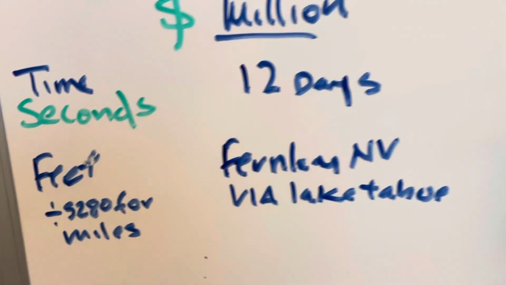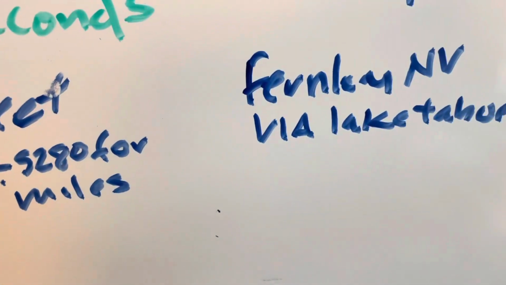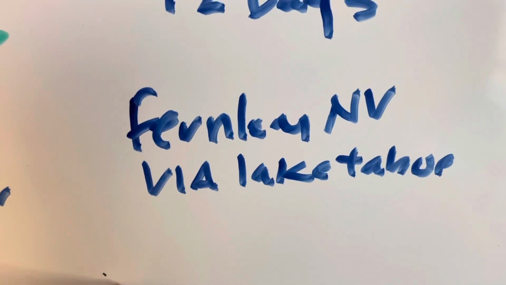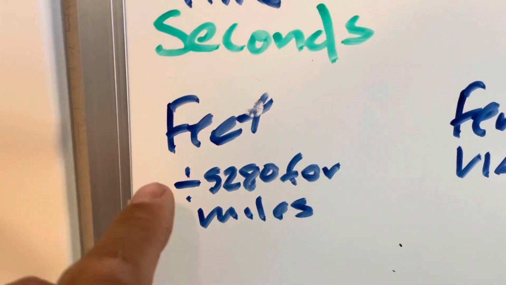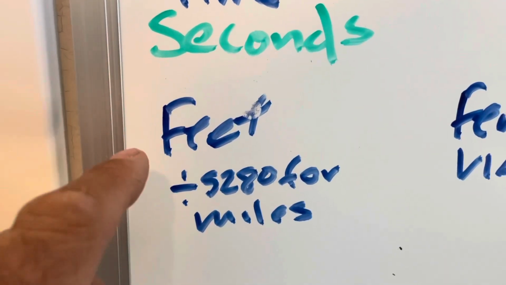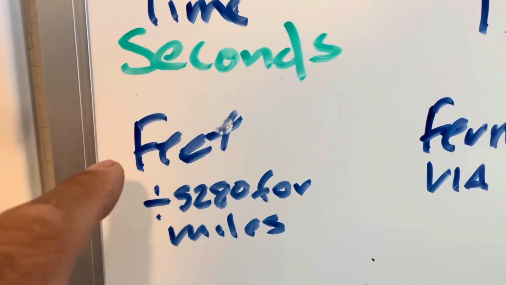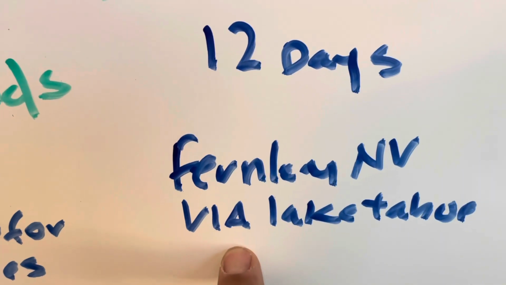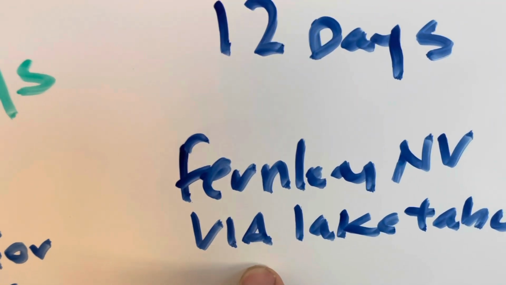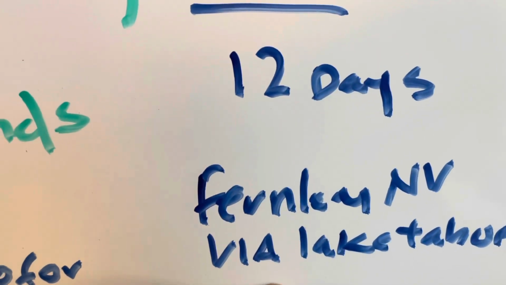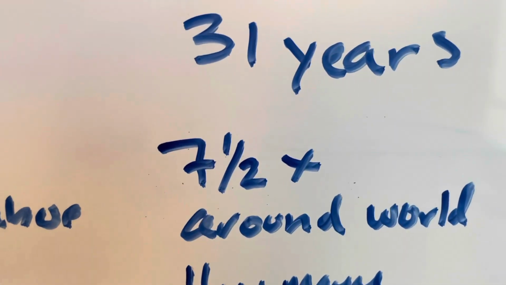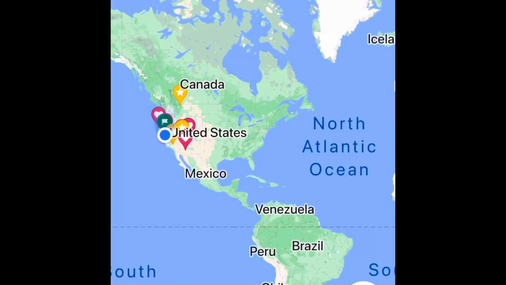Let's do something a little bit more. When you're watching this, I'm on my way to Fernley, Nevada. I'm doing some stuff out there with my business team today. If we went in feet and we traveled up 80 and over through Lake Tahoe, Fernley, Nevada is 189 miles in that direction. That's 1 million feet that I would travel to get there. When we go to 1 billion, that's 7.5 times around the world.